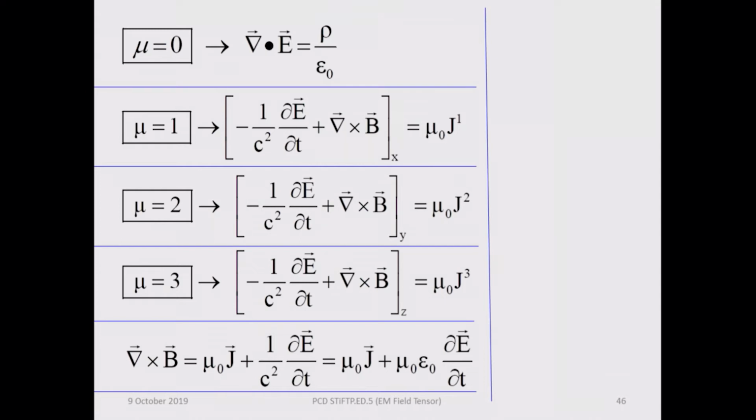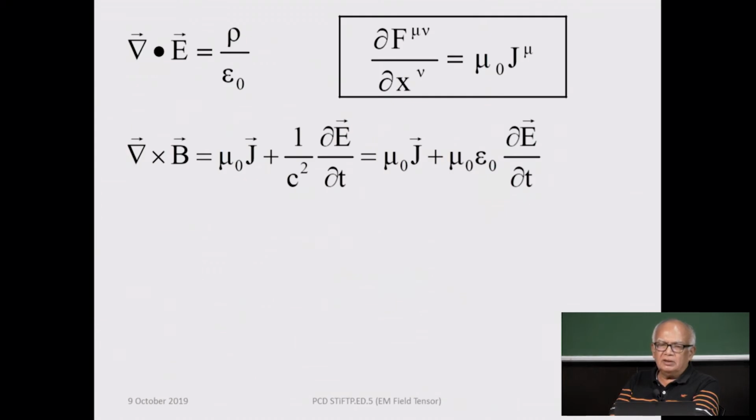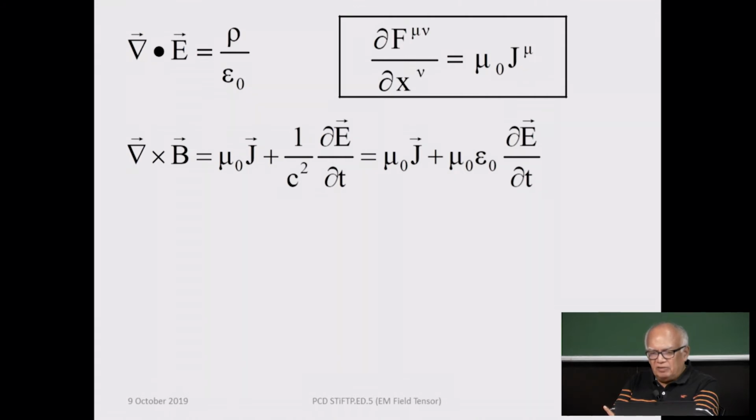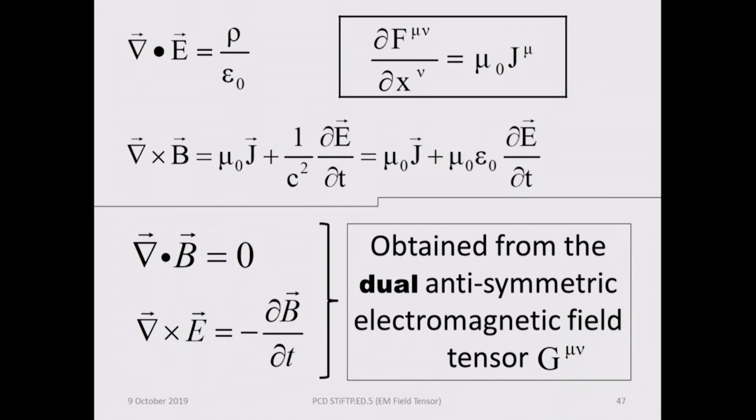You get the y component, and then for mu equal to 3 you get the z component, and you recover 2 equations of Maxwell which are sitting in one single tensor equation, which is the derivative of the field tensor with respect to the space time coordinates. You see that you have got a very compact representation of Maxwell's equations in this tensor notation.